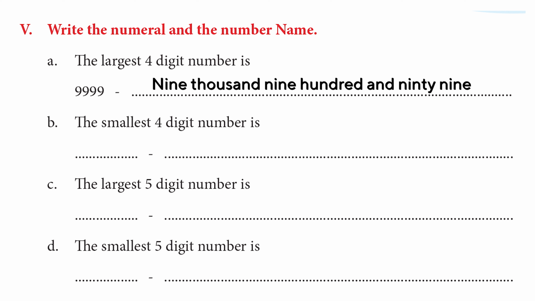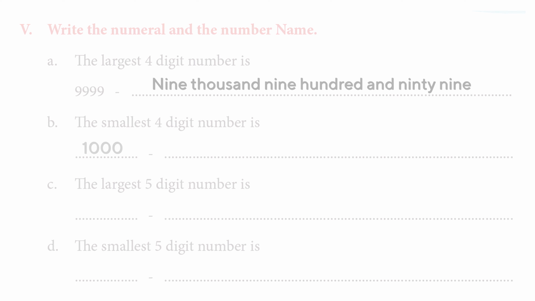We know the smallest 4-digit number is 1000. Yes, right? And then the largest 5-digit number and the smallest 5-digit number. We've learnt it, but if I tell you the answer, then it will be easier for you. So you can write those as numerals and number names.